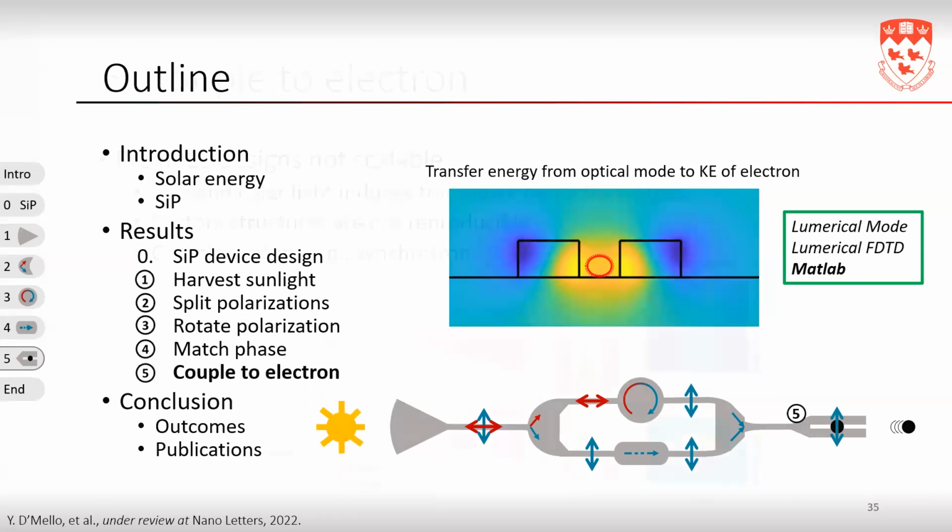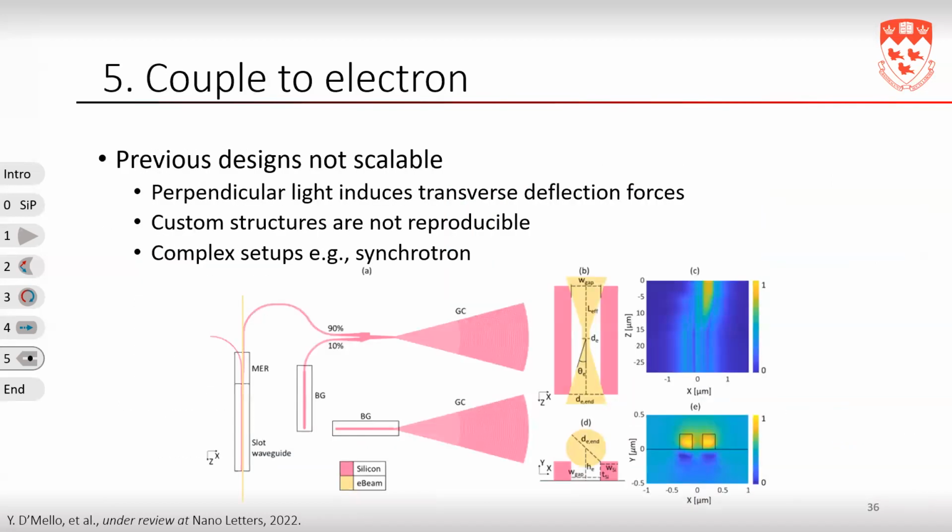Now, previous designs in this regime were just not scalable. Either they use perpendicularly incident light that induces transverse deflection forces on the electrons, or they need custom structures which aren't reproducible by other labs, or they require complicated setups like a synchrotron facility, which isn't accessible to most research labs around the world. So I designed a device in silicon photonics, which was completely standalone and operable in a transmission electron microscope. Therefore, this makes the entire experimental setup highly accessible to most research labs around the world.